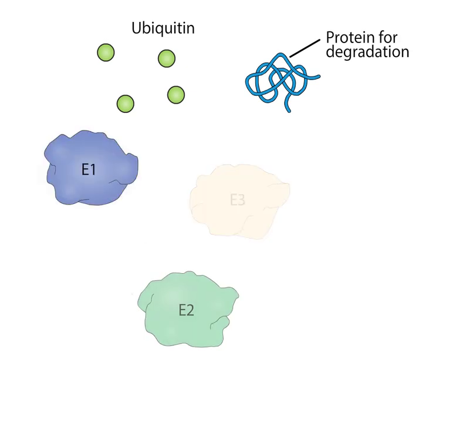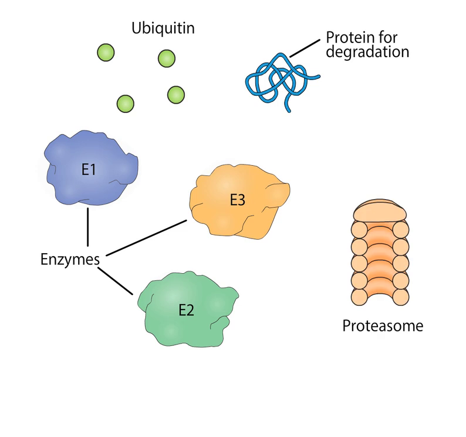Several types of enzymes, designated E1, E2, and E3, work together to add ubiquitin to proteins. Finally, a structure called a proteasome recognizes a ubiquitinated protein and degrades it. Ubiquitination is a multi-step process.